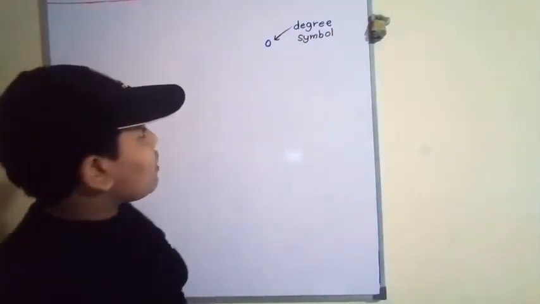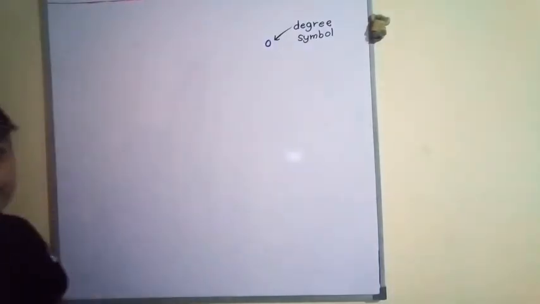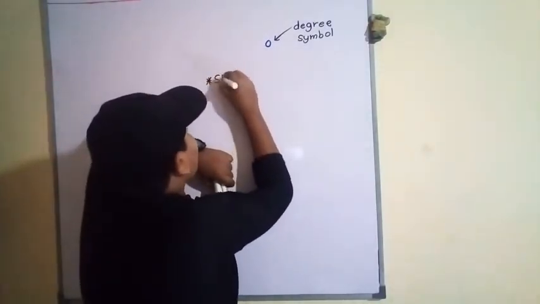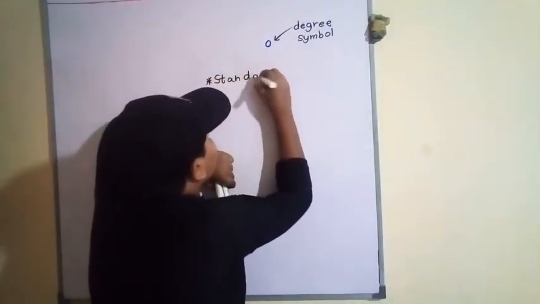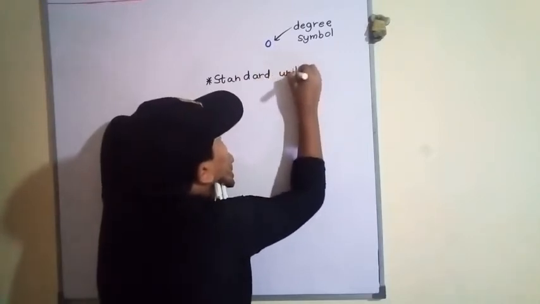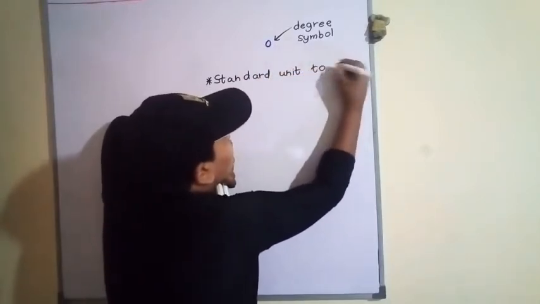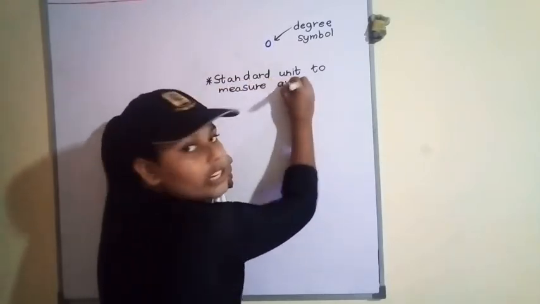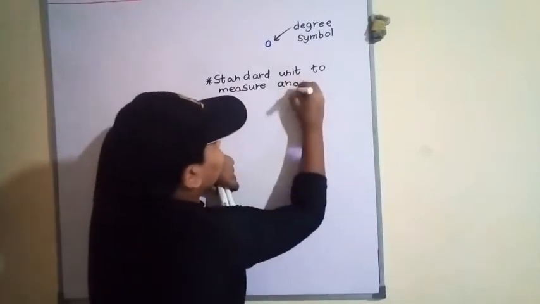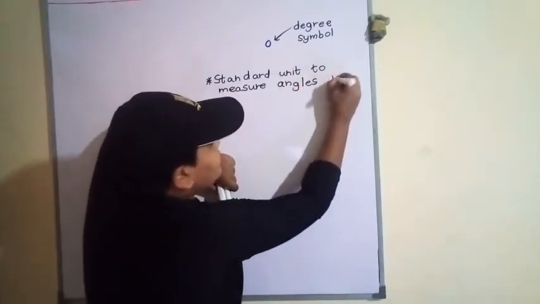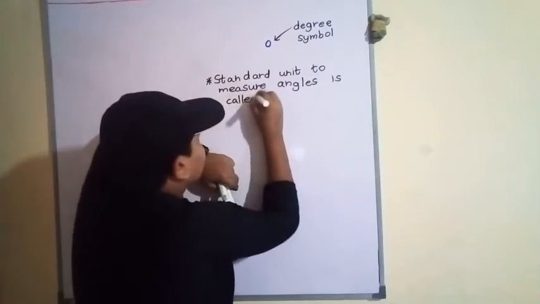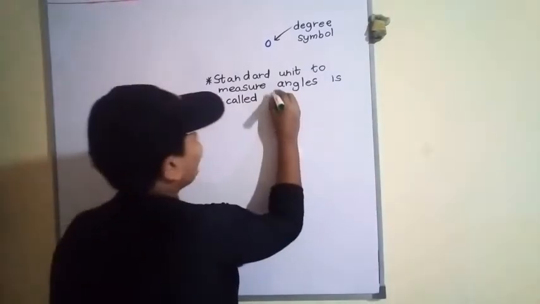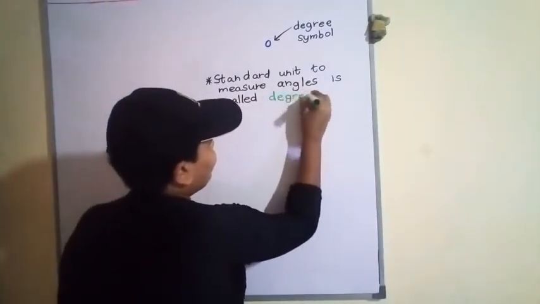Now what is the term of this? You can name this as the standard unit to measure angles. To measure angles is called what? Degrees. You can name this degrees.